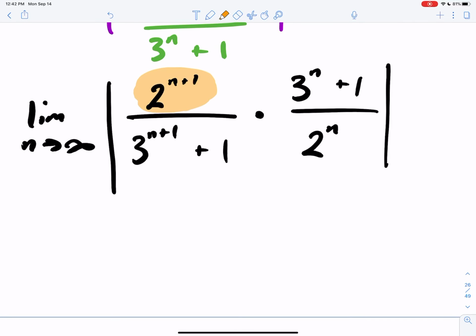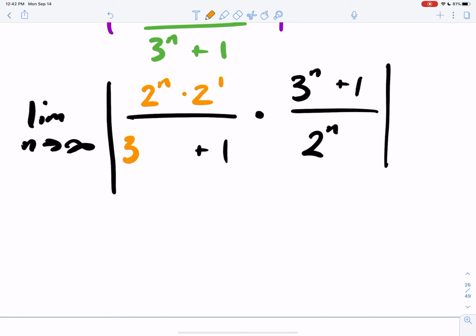So that right there is going to be 2 to the n times 2 to the 1st. You could cross it out and write it up top if you want to. I wouldn't do that on an AP exam because it looks a little messy, but it's up to you. Okay. Now, same thing with this 3 to the n plus 1 down here. That's going to become 3 to the n times 3 to the 1st. Okay?